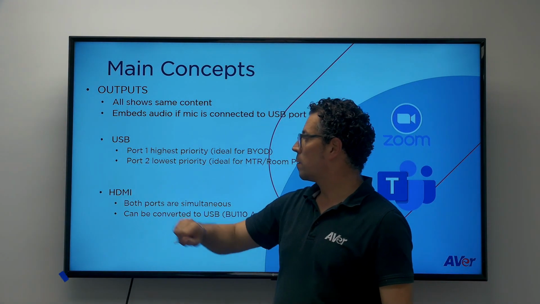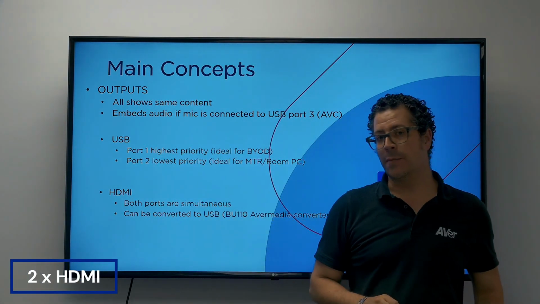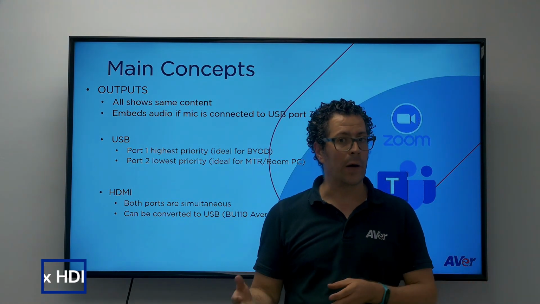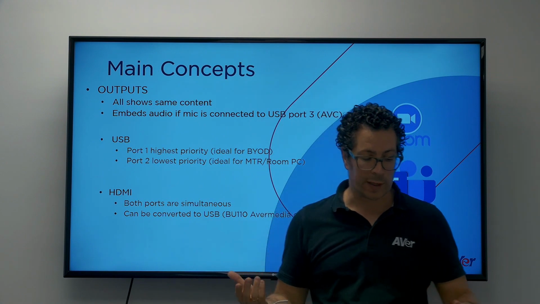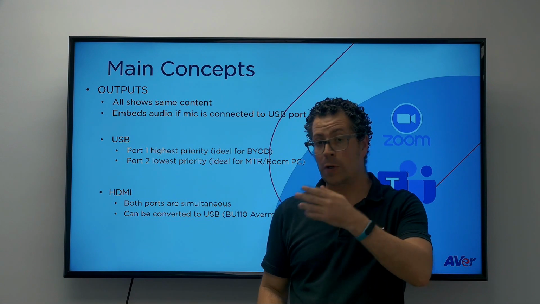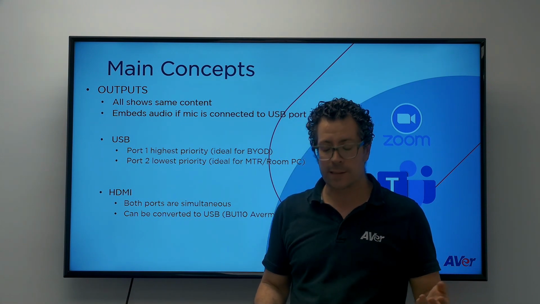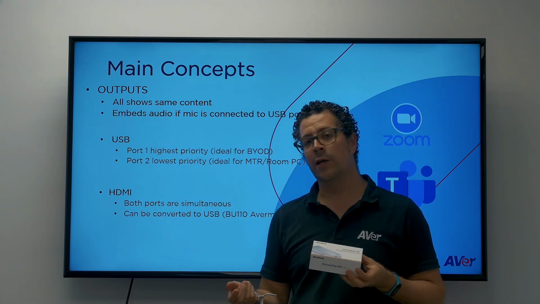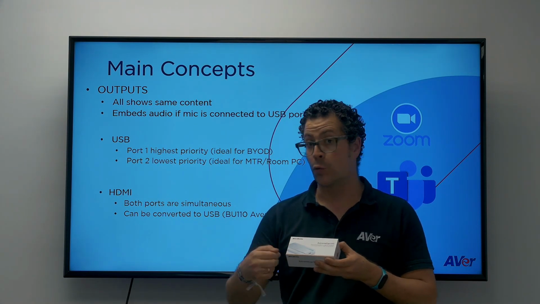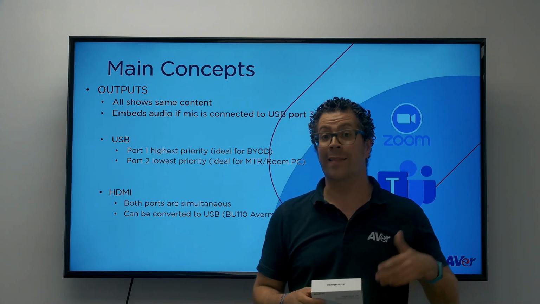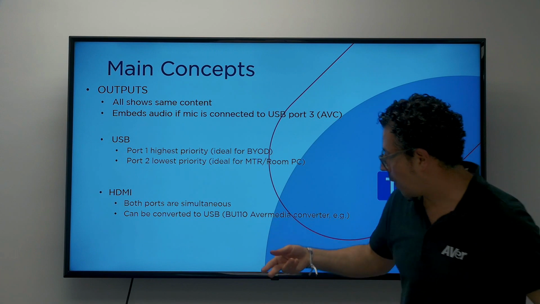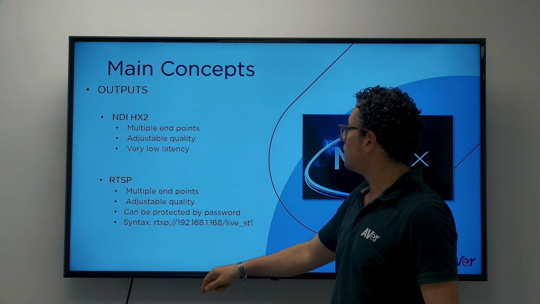The second output, that is simultaneous, is the HDMI. You have 2 HDMI ports that have video and audio, if you are embedding the audio. And you get the same matrix that you are having via USB. In this port, you can connect to a monitor, to a recording system, or even if you need an additional USB port, you can use this kind of converter, an HDMI to USB converter, and then you have an additional USB port. You have 2 outputs, so you can even have 2 additional USB ports.